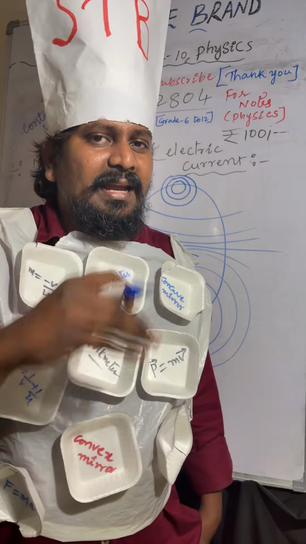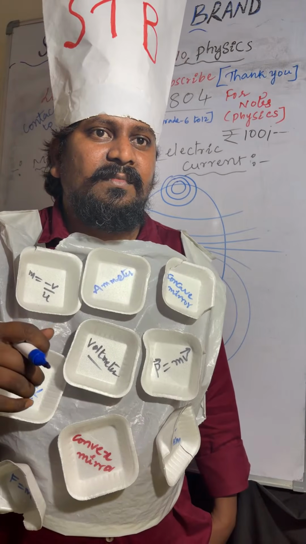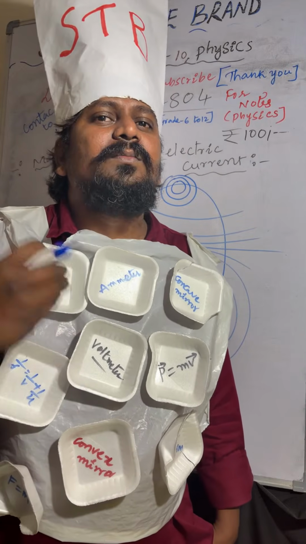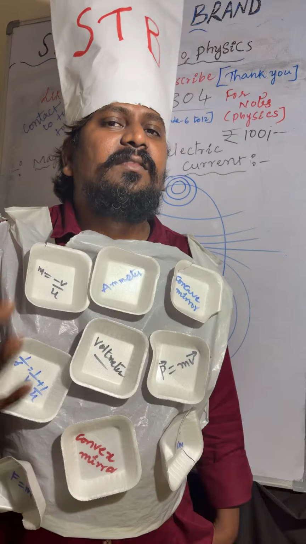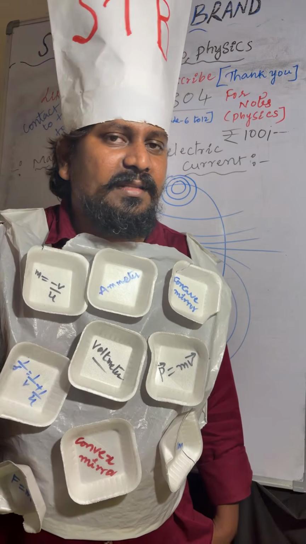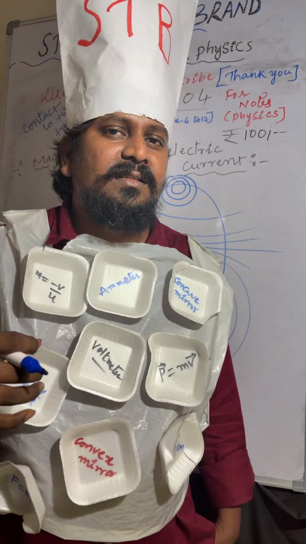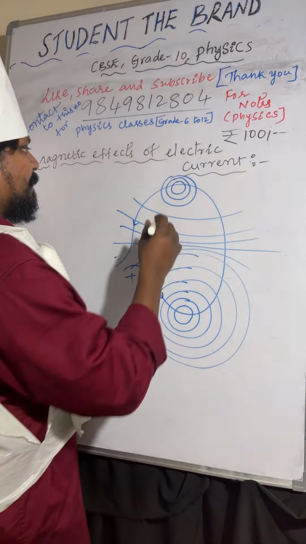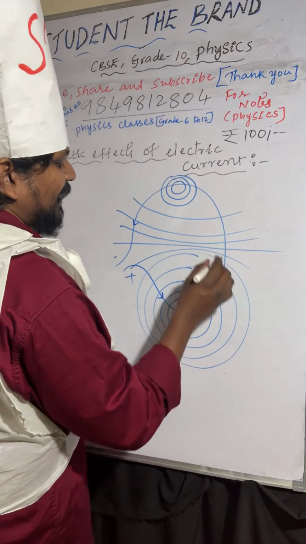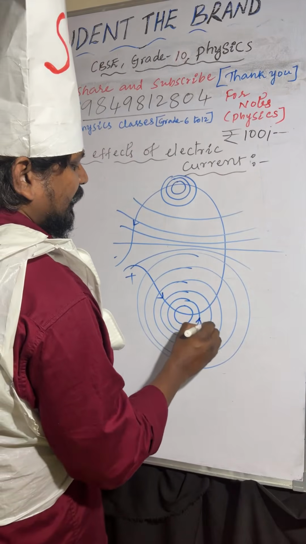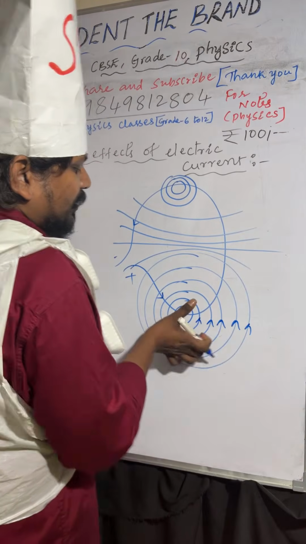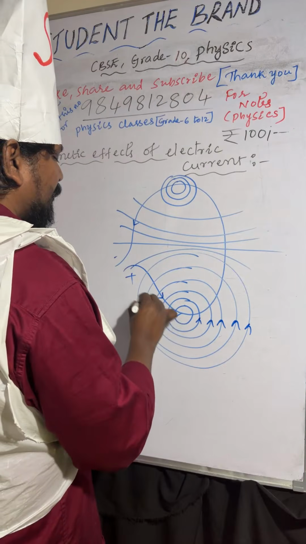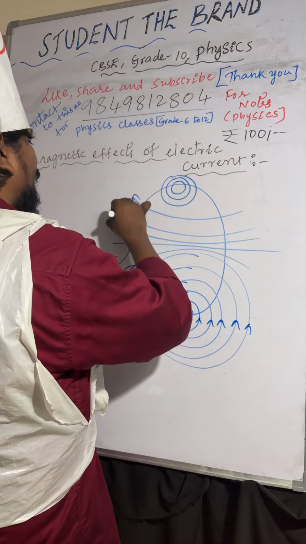At the center or at the circumference? At the center. So how is it? Now you can observe the current is passing like this, so the magnetic field will be inward here, and here it is outward.